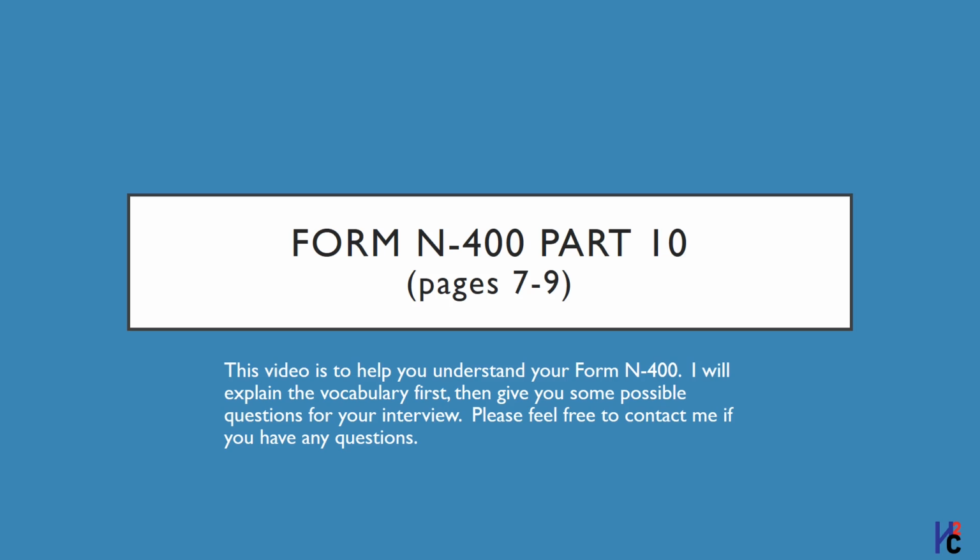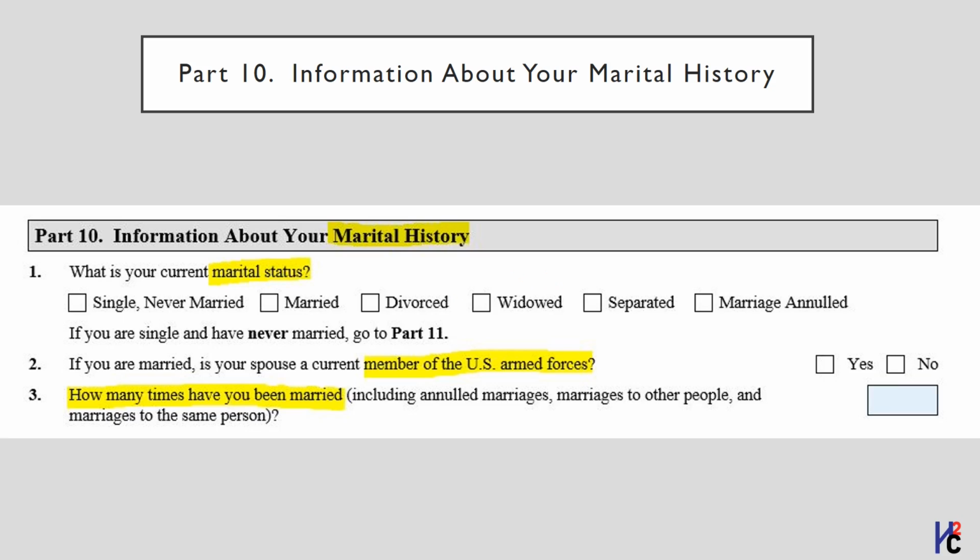Form N-400, Part 10. Information about your marital history. Number 1. What is your current marital status? Marital status. What is your current marital status?